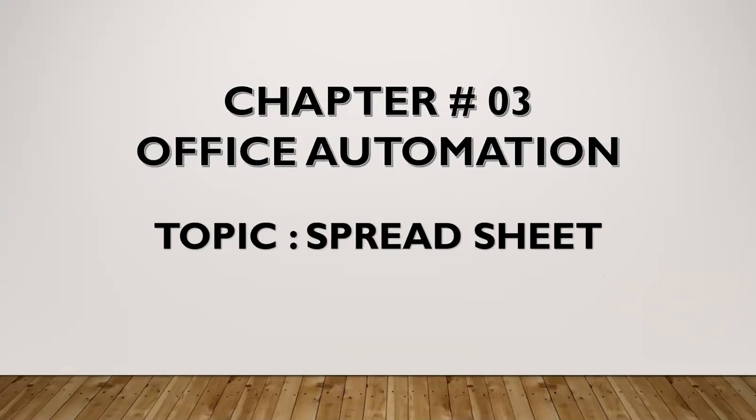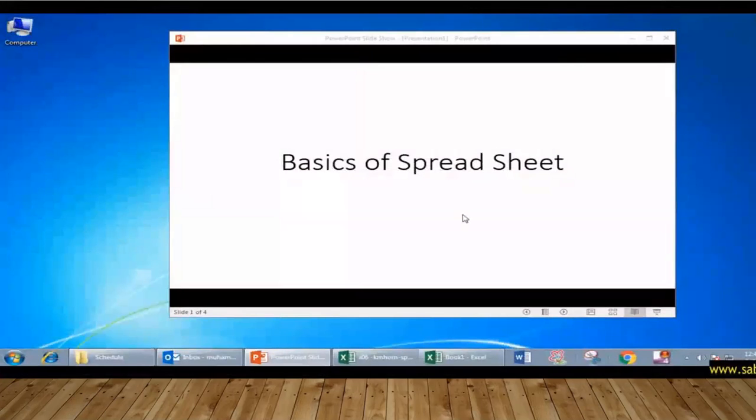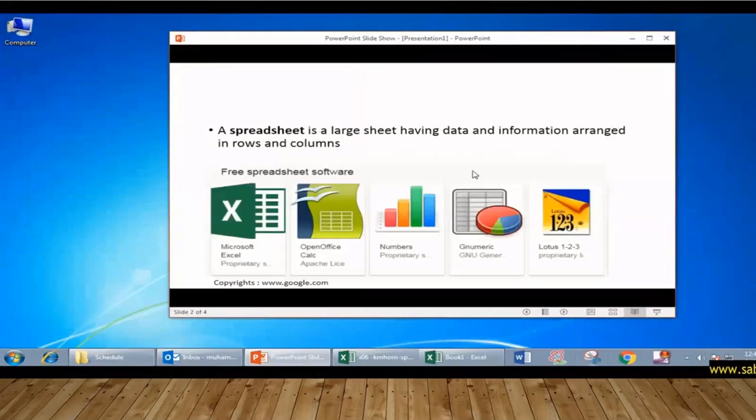Today we are going to discuss chapter number 3, Office Automation, and my topic is spreadsheet. We will discuss the basics of spreadsheet. First, we should know what a spreadsheet is. Spreadsheet is an application software. It has a large sheet in Excel, called a spreadsheet. It means data and information arranged in rows and columns. To manage the data easily, we call these softwares spreadsheets.